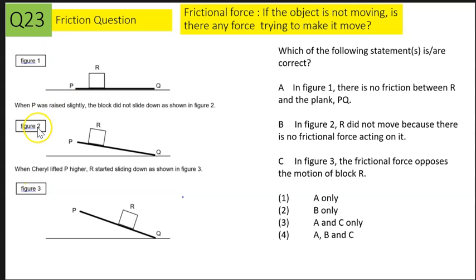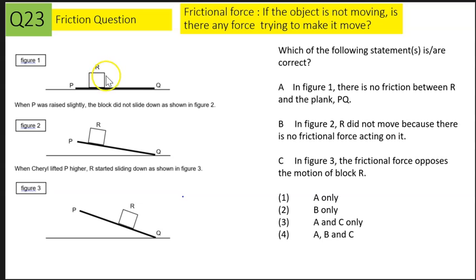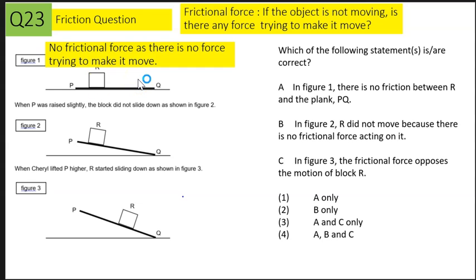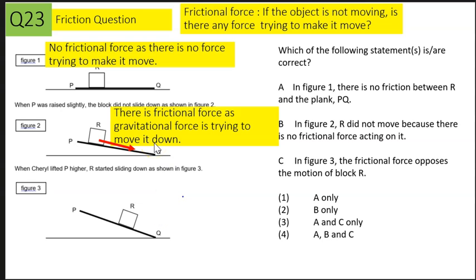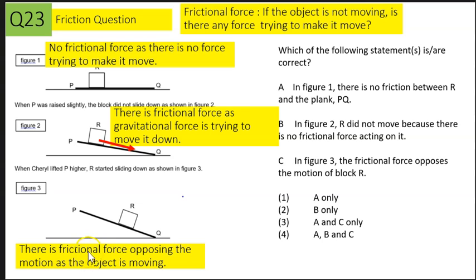In both figure 1 and figure 2, the object is not moving. For figure 1, there's no force to make the object move, so there's no frictional force. On the other hand, for figure 2, there is a gravitational force trying to pull it down, like this. So, in figure 2, there is frictional force because there is a gravitational force that's trying to move it down. In figure 3, the object is moving. So there will be a frictional force trying to oppose the motion. Let's take a look at statement A, B, and C. Statement A and C are true, but not B. So the answer to this question is 3.